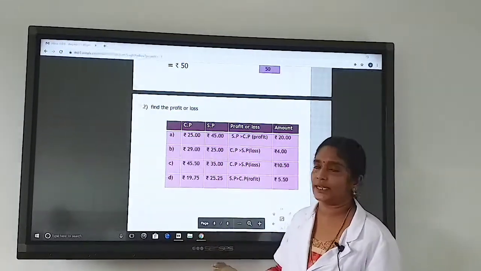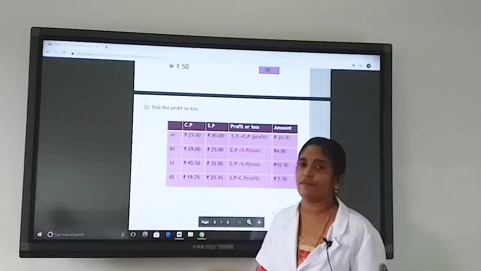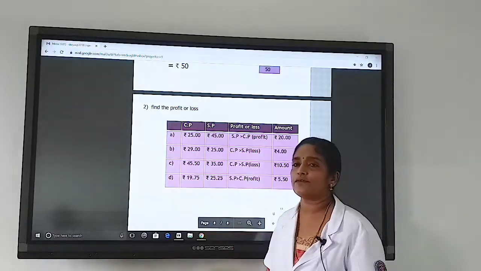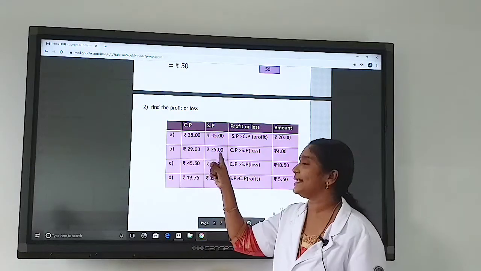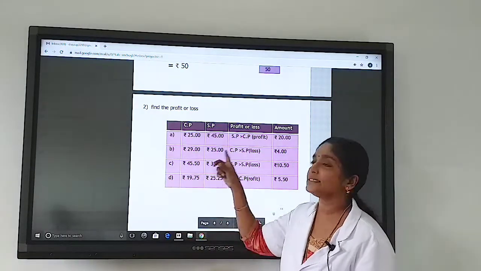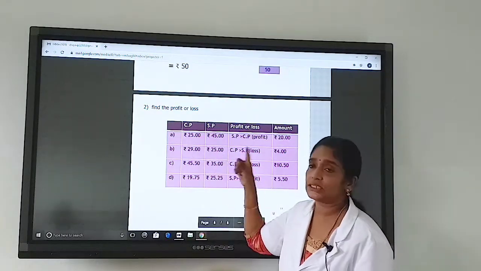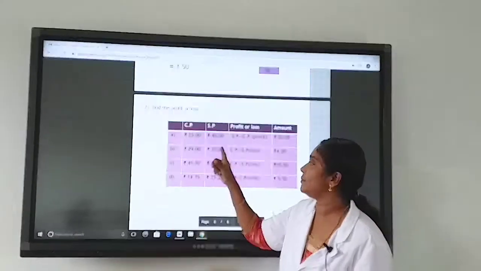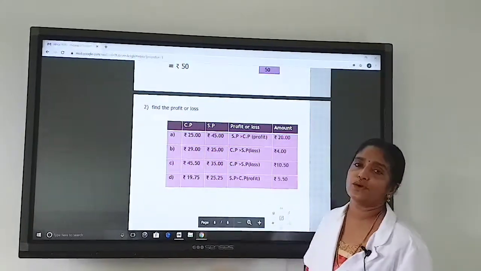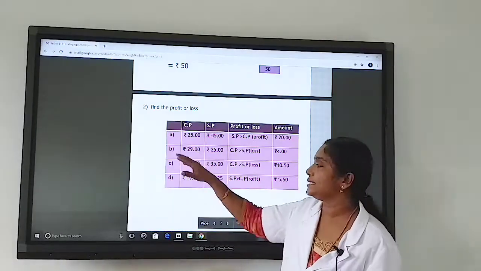Consider question B. Cost price is 29 and selling price is 25. Whether it is a profit or loss? Cost price is greater than selling price. So there is a loss. How much is the loss? 29 minus 25. That means 4 rupees. That is the loss.